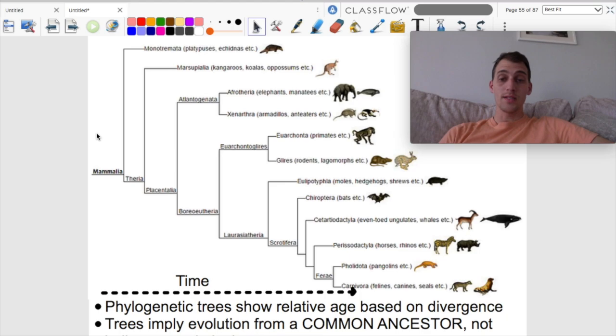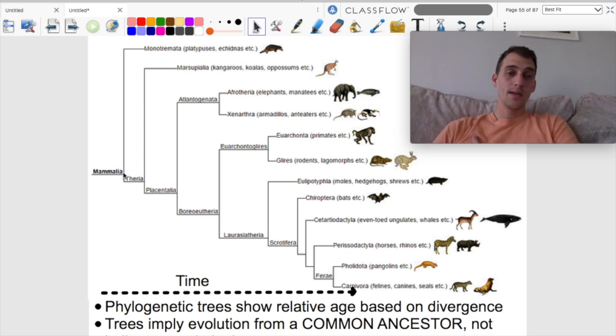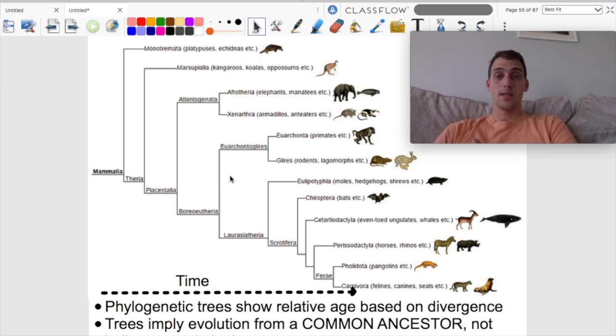Phylogenetic trees show relative age based on divergence. Generally speaking, wherever you see more of the branch points, the deeper branch points, those are going back in time. So on this one, we can assume that time goes this way, and these are the modern species, and then the branch points are the more ancient species. So the one I'm highlighting right here is more ancient than, say, this one or this one. They imply evolution from a common ancestor, not what's called adjacent evolution. One of my big pet peeves about people's misunderstanding of evolution is that, oh, people came from monkeys.